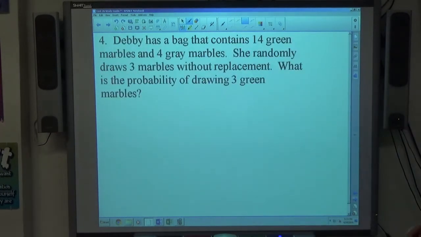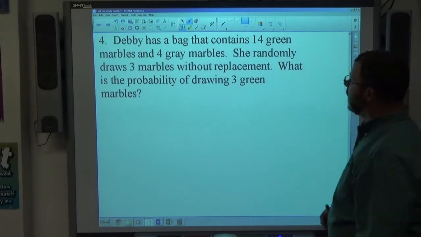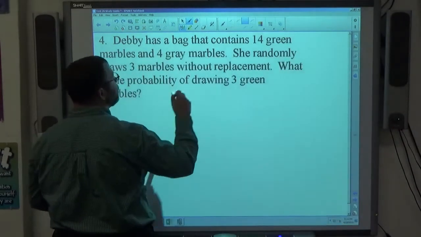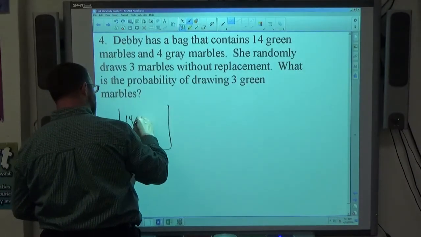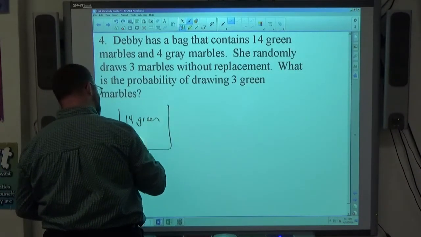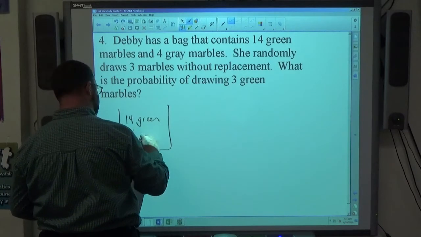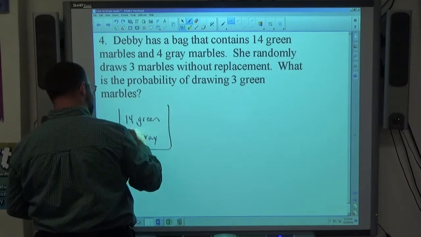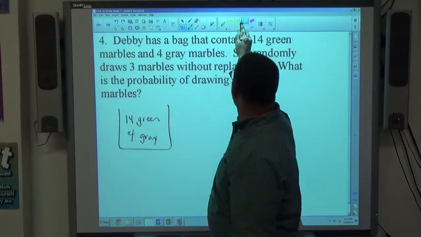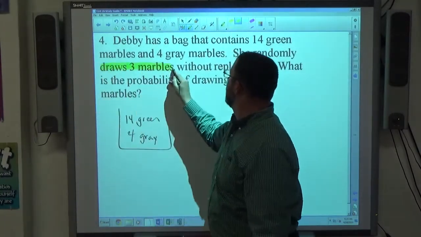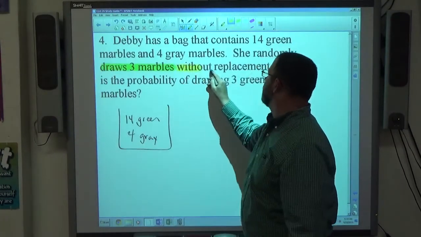Okay, number 4. Debbie has a bag that contains 14 green marbles and 4 gray marbles. So there's her bag, 14 green and 4 gray. We want the probability that she draws 3 marbles, and very important, without replacement.